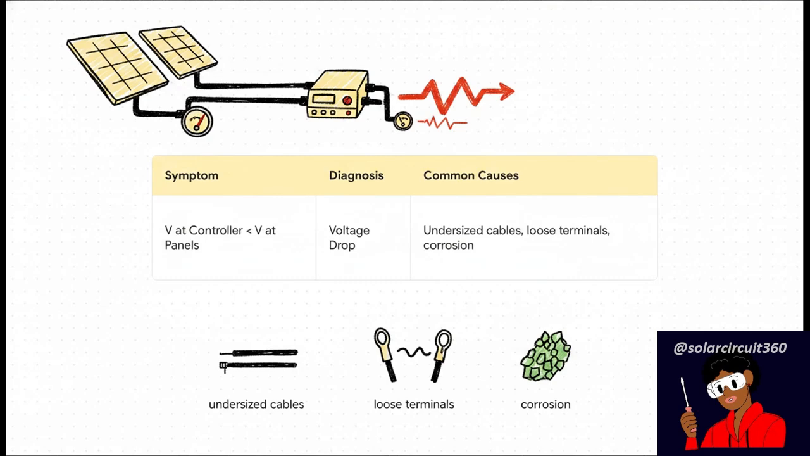Now this is where the methodical approach really pays off. Checking for voltage drop is incredibly easy this way. You literally measure the voltage at the panels, then you walk over and measure it right where the wires enter the controller. See a big difference? Boom, you found a problem. And it's almost always one of these 3 usual suspects. The cables are too small for the run, the terminals are loose, or you've got corrosion building up.